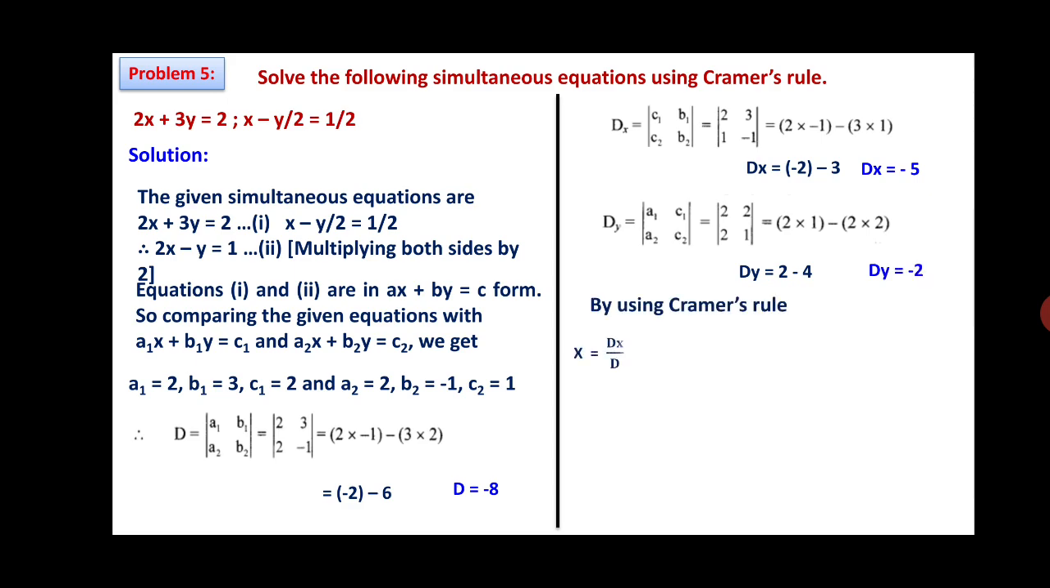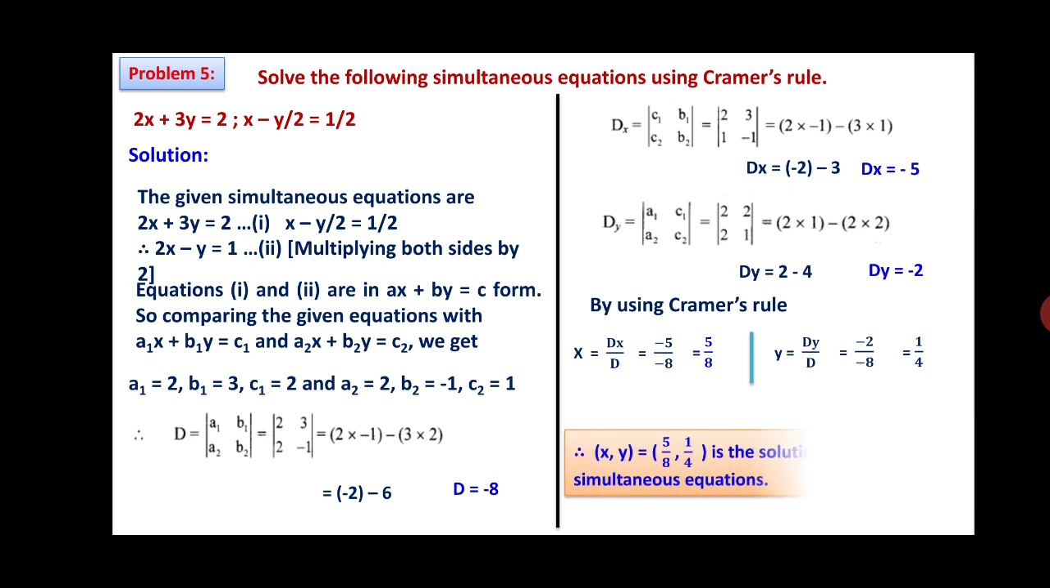By using Cramer's rule, we have x is equal to Dx upon D. The value of Dx here is minus 5 and D is minus 8. Therefore, the value of x comes to 5 by 8. Next, we will try for y is equal to Dy upon D. The value of Dy is minus 2 and D is minus 8, which after simplification you get 1 by 4. So friends, 5 by 8 and 1 by 4 is the solution of the given simultaneous equations.